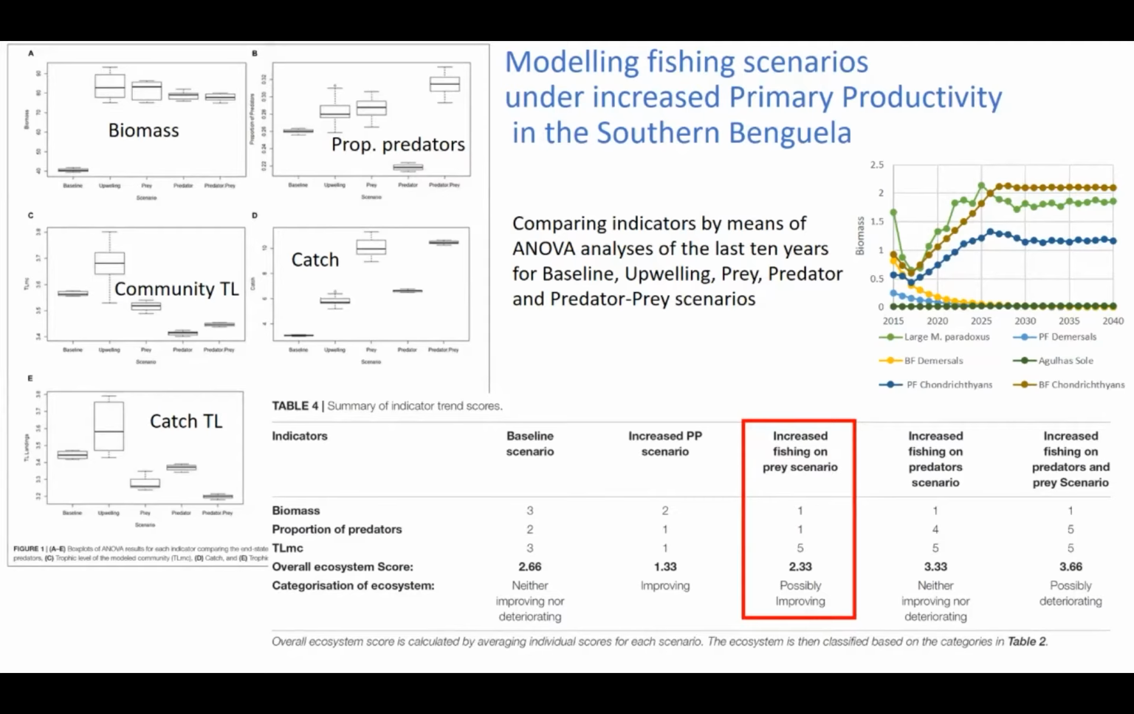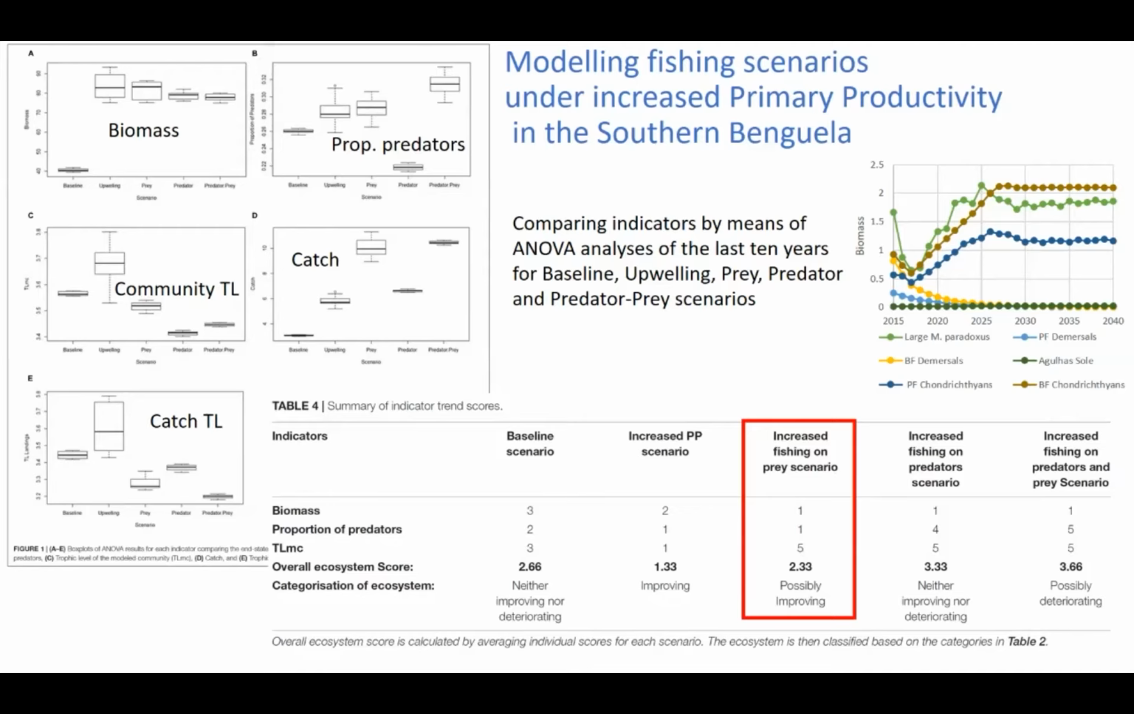So first we have the baseline, plain business as usual scenario. Then we have the increased primary productivity scenario, with fishing as we had in 2015, carrying on at those kinds of levels. Then we had increased fishing on the prey species into the future, the scenario in red there, increased fishing on our predators, and increased fishing on both predators and prey at the same time in this more productive ecosystem. And we looked at what would be the most feasible in terms of our ecosystem categorization.